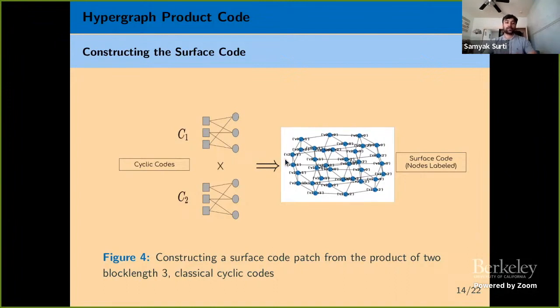So you can sort of think of it as a circle, and you put 3 dots on the circle. So your first check involves the first 2, the second check involves the second 2, and then the last check involves the last and the third qubits.